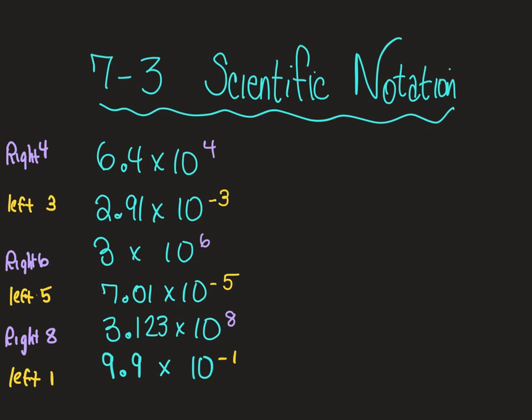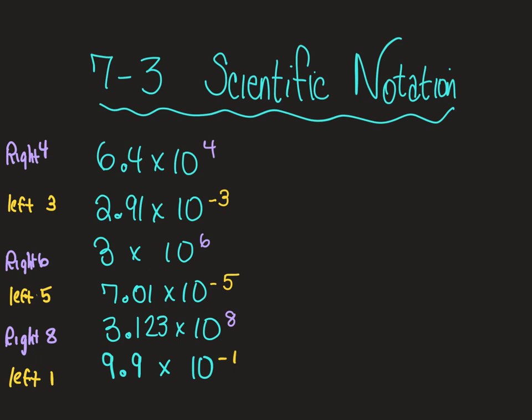Sometimes the 10s have positive exponents. Sometimes the 10s have negative exponents. If you have a positive, you're going to go to the right. So the decimal will hop right 4 places. If it's a negative, your decimal will hop left 3 places.